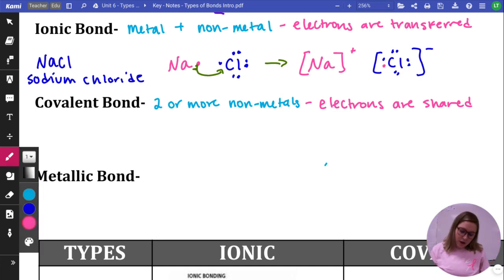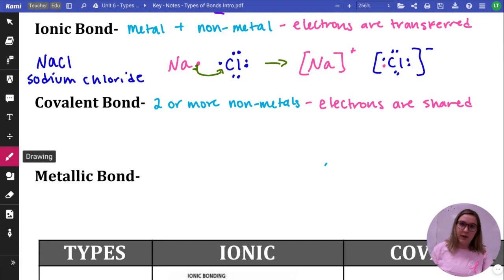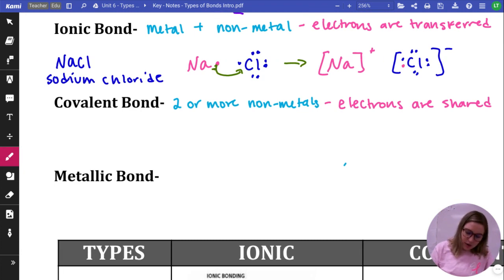I'm going to draw a picture of a covalent compound for you guys so you can see what it looks like. The one I'm going to draw is going to be ammonia, which is NH3.